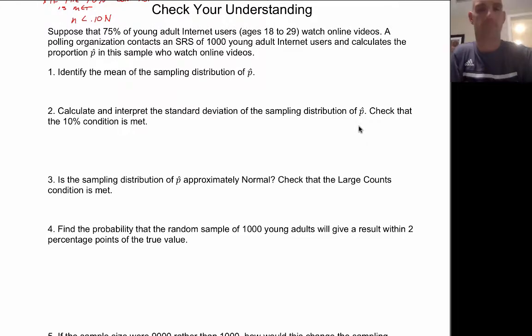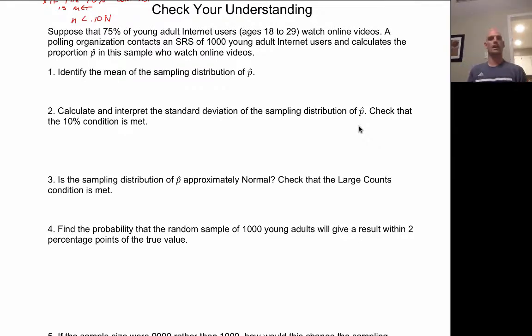So think about this for a second. What they've already stated is that 75% of young adult internet users watch online videos. Is that a statement about a sample, or is that a statement about the population? They didn't put any conditions on it. They didn't say in a group of 1,000. They said, here is a statistic. And I just said, I don't know if that's true. So what could I do? Well, I could test this.